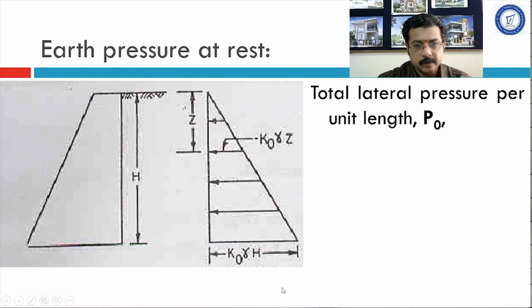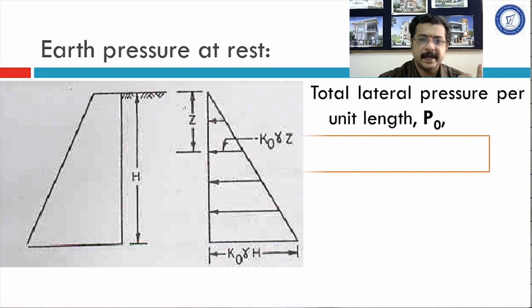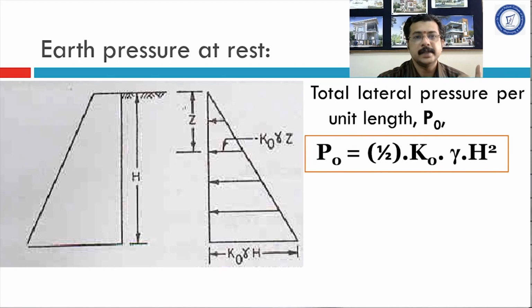So, if I want to find the total pressure, what do I need to do? I have to find the area of this triangular pressure distribution diagram. How to get that? It is nothing but half base into height. Half base. Base is how much? K0 times gamma multiplied by h. Right? This is the maximum lateral earth pressure which will act at the bottom.